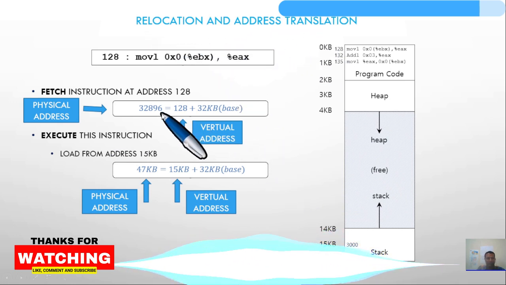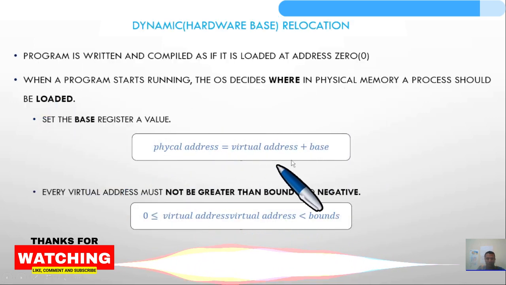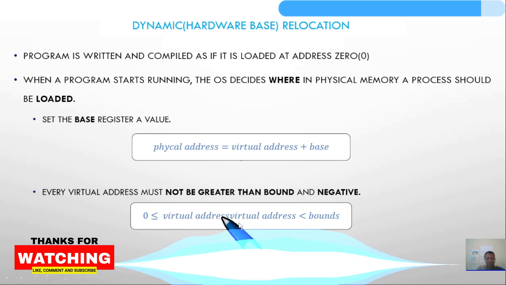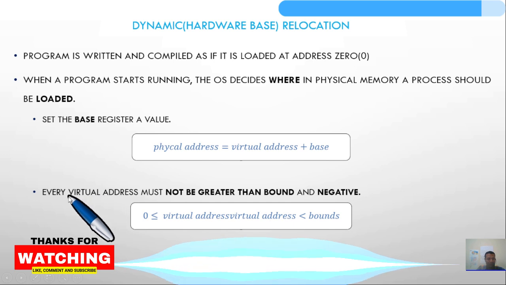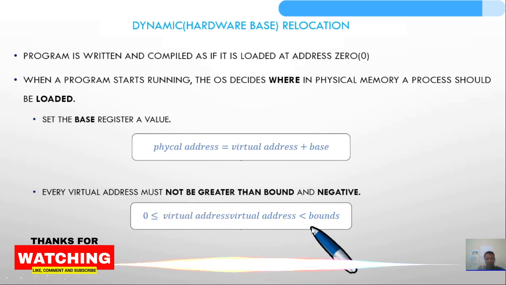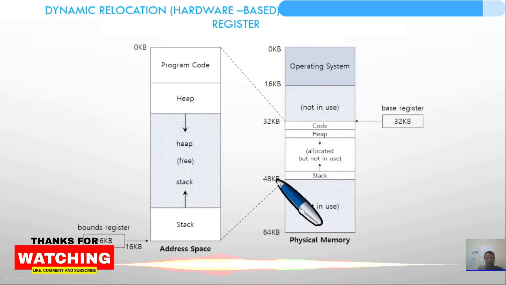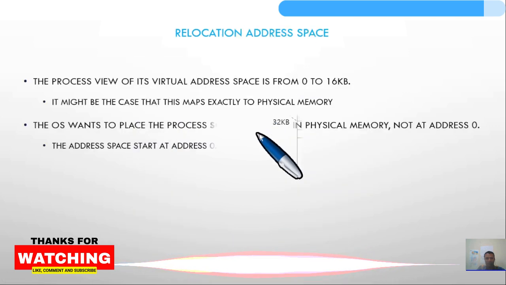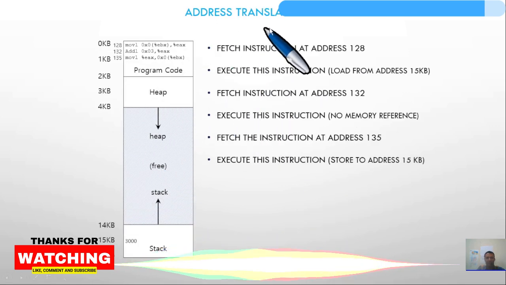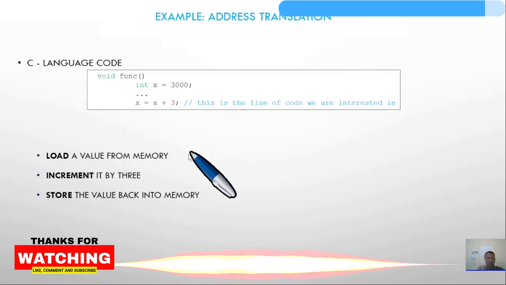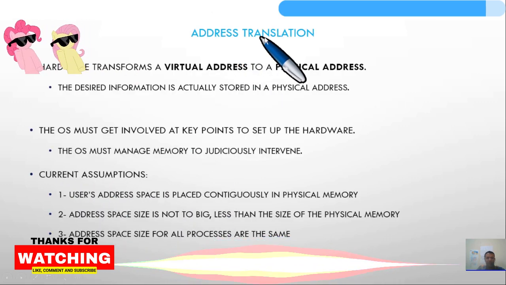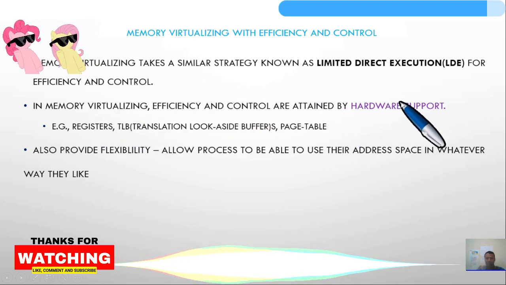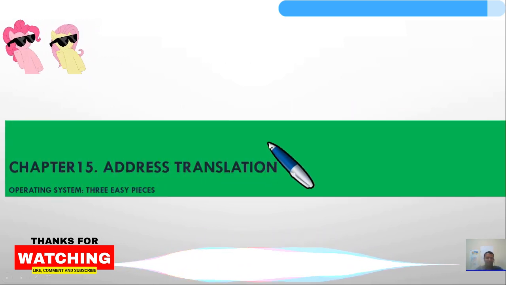And relocation in address translation, as we have seen: the physical address is always the virtual address plus the base. The base is assigned in the physical memory by the operating system, and the virtual address must not be negative or greater than the bound. We have seen how dynamic relocation with the bound and the base works, a single relocated address space, and address translation with load, increment, and store, from virtual address to physical address. The operating system needs hardware support. In a nutshell, that was the address translation chapter 15.